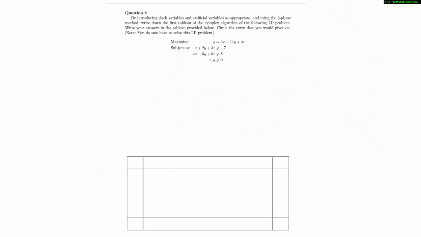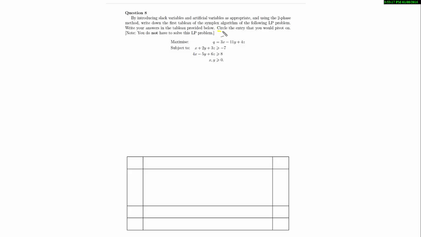Okay, so we're looking at question 8 from the 2012 exam. By introducing slack variables and artificial variables, and using the two-phase method, we aim to write down the first tableau of the simplex algorithm of the following LP problem down here, and we write our answers in the tableau provided. And finally, we have to circle the entry that we would pivot on.